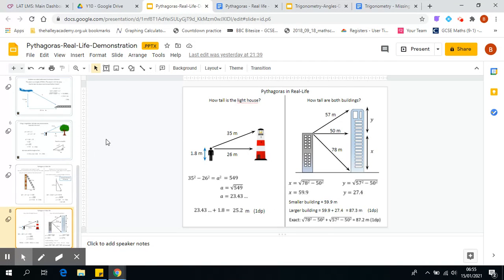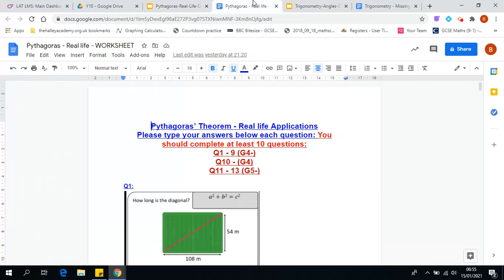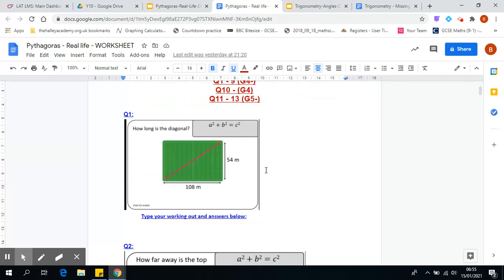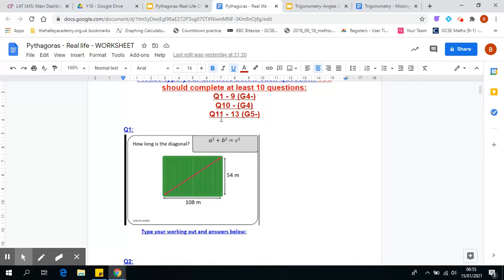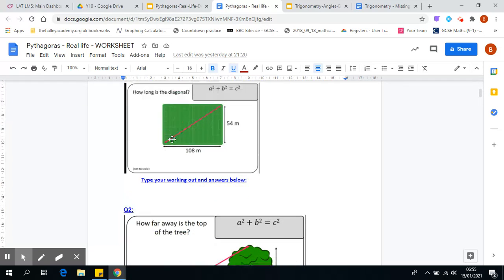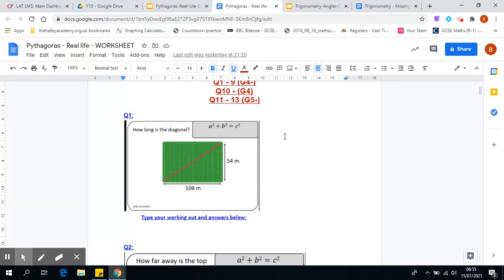Once you've completed the examples provided, it's important you open the worksheet, the Pythagoras real life worksheet. You must complete at least 10 questions. Questions 1 to 9 are grade 4 minus, the 10th question is grade 4, and 11 to 13 are grade 5. I have provided you the picture and the formula as well.